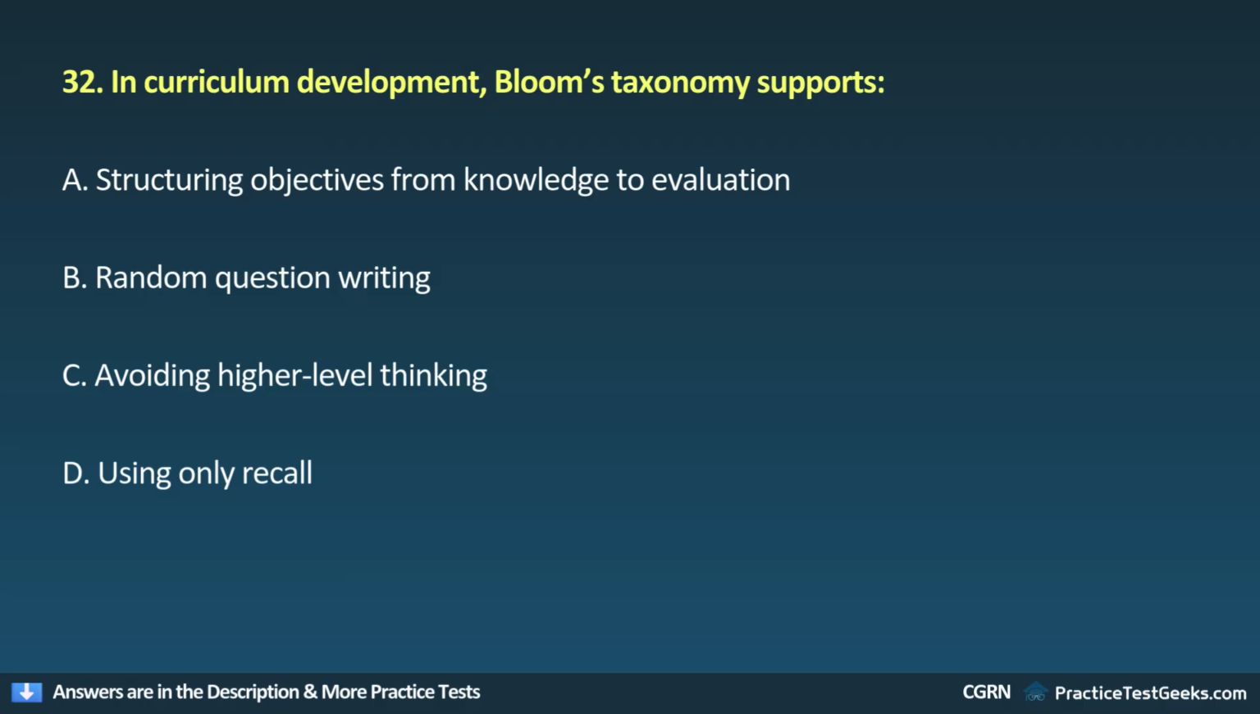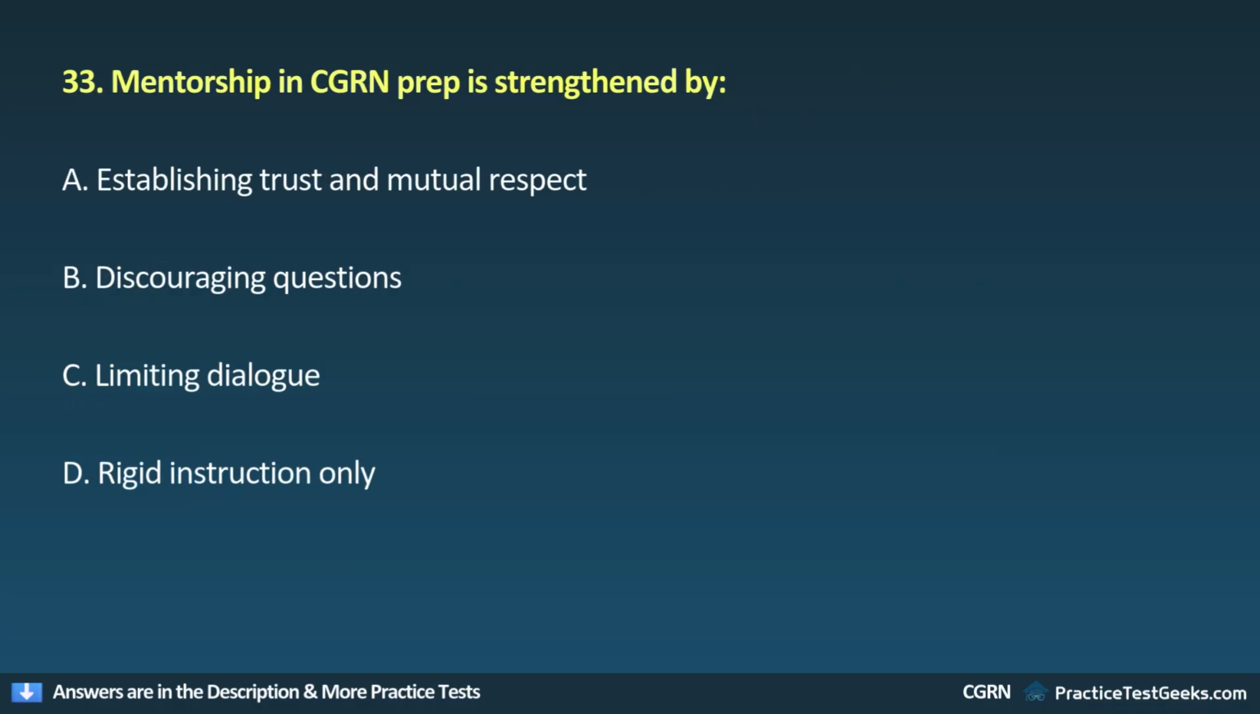32. In curriculum development, Bloom's taxonomy supports A. Structuring objectives from knowledge to evaluation. B. Random question writing. C. Avoiding higher-level thinking. D. Using only recall.